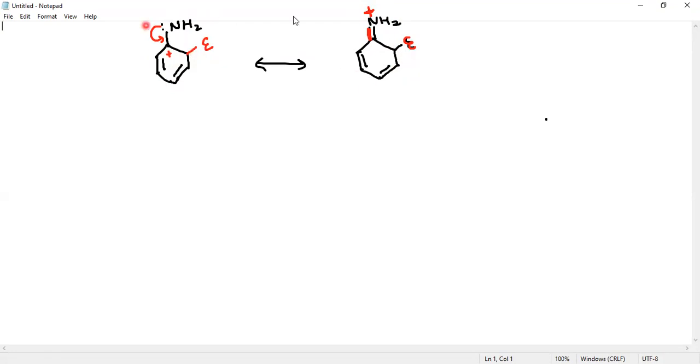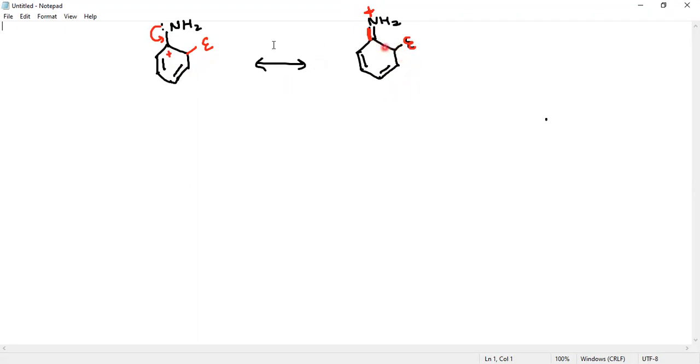I wrote here activating groups previously. So electron donating groups are activators for electrophilic aromatic substitutions because they're activating the ring. They're making it more feasible for the reaction to happen, because they're stabilizing the intermediate, which is an energetically very costly step, and they're lowering the energy for that to happen. So they are not only ortho-para directors, but also activators.